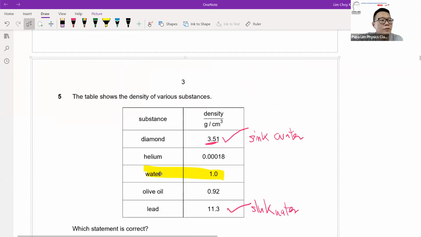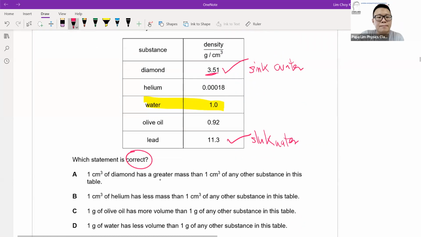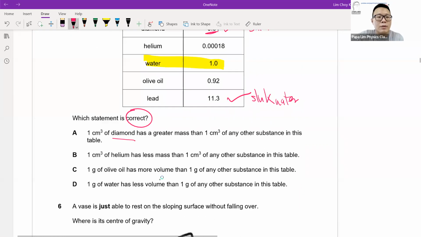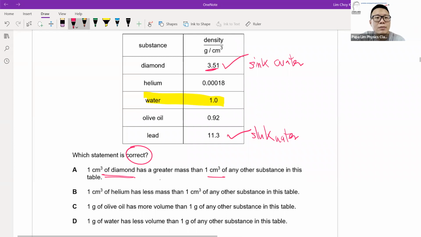Which of the following statements is correct? Now, 1 cm cube of diamond has greater mass than 1 cm cube of any other object. Okay, let's take a look. How do we look at this? How do we interpret the data? Diamond is 3.51 gram per cm cube. It would mean that 1 cm cube will actually contain 3.51 grams of diamond. That's the mass of diamond that's given. That's how we interpret density.